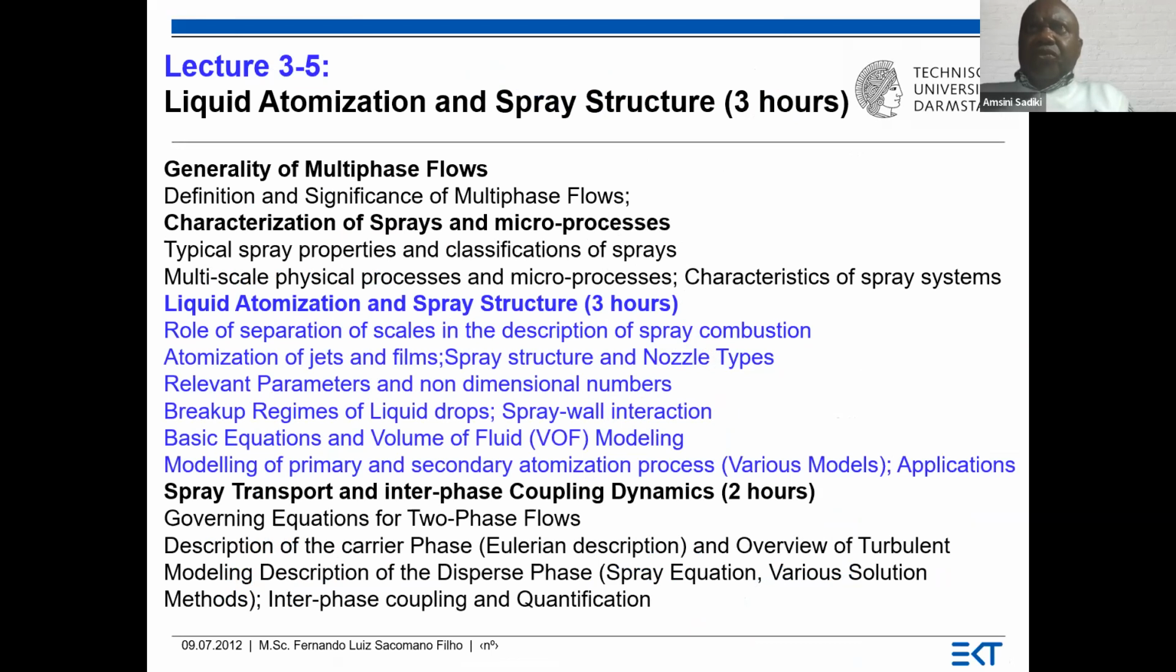We'll come back to this. In a later chapter, I will show some calculations of this parameter for a realistic droplet, for a realistic spray.